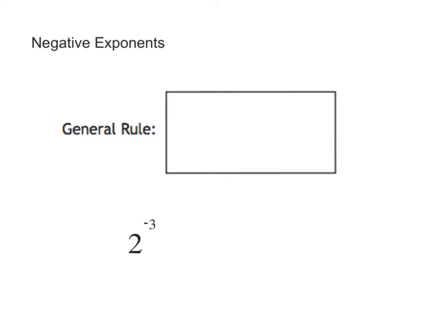So the general rule for negative exponents is usually written like this. A to the power of negative m is equal to 1 over a to the power of m. What? Oh. That doesn't make any sense. If you have a power where the exponent is negative, what this means is you can change that exponent to a positive number by flipping the base over.